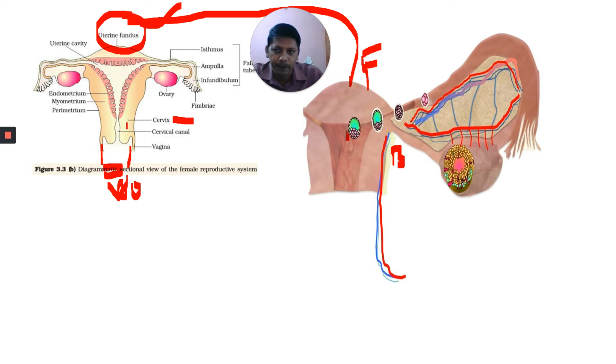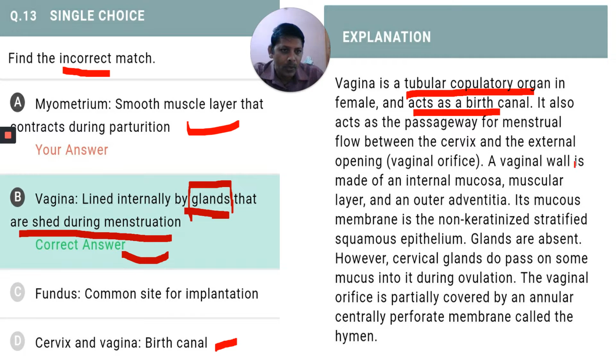And what is this one? Cervix. In between the vaginal orifice and the cervix, what is present? Here, the vagina is present. The vaginal wall is made up of an internal mucosa, a muscularis layer, and an outer adventitia. Like you know the histology of the alimentary canal: outermost layer serosa, which in some parts, especially the esophagus, is absent. Next below that the muscularis layer. The innermost layer is the mucosa, same as that.